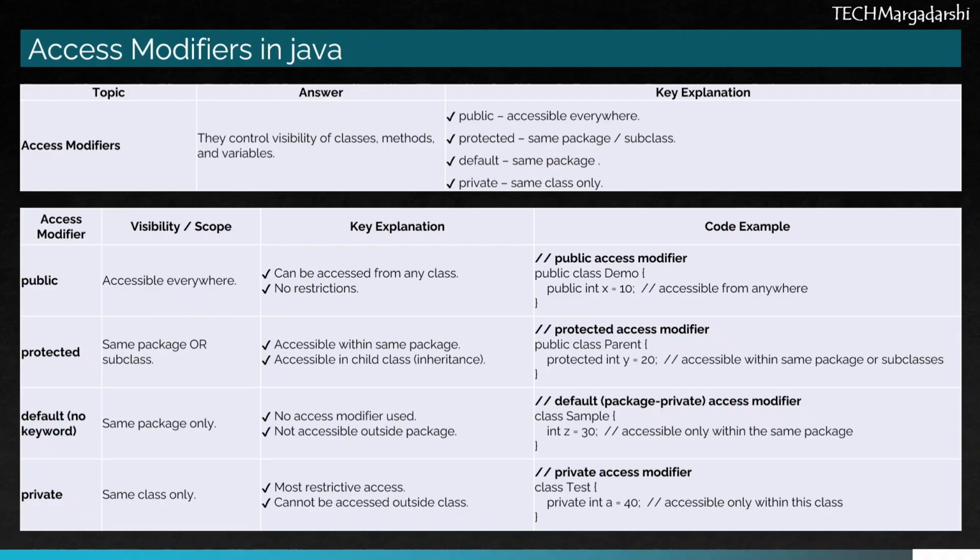Finally, private members are the most restrictive. They can be accessed only inside the same class. Using access modifiers properly helps us achieve encapsulation, improves security, and makes our code more structured and maintainable.